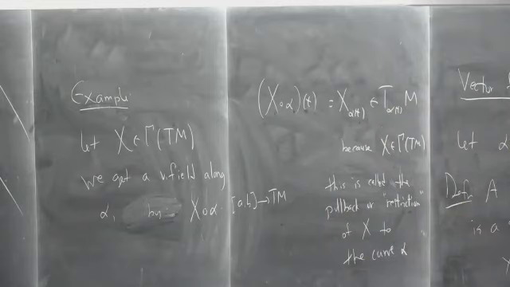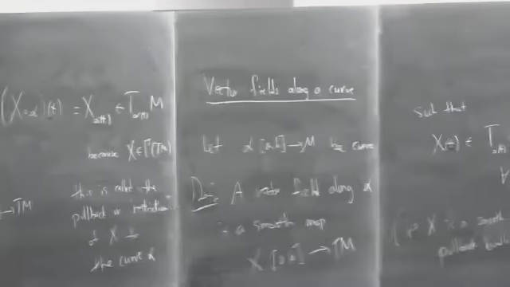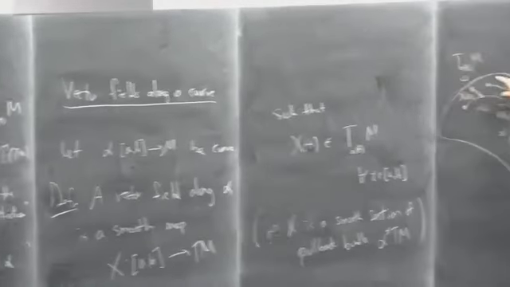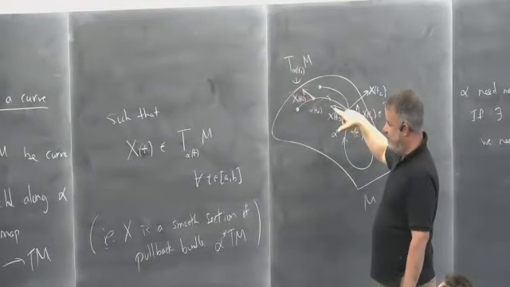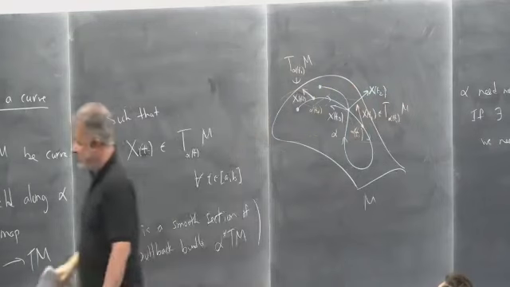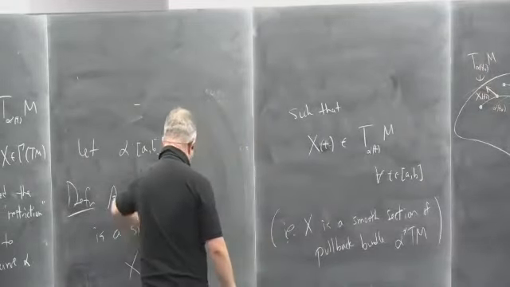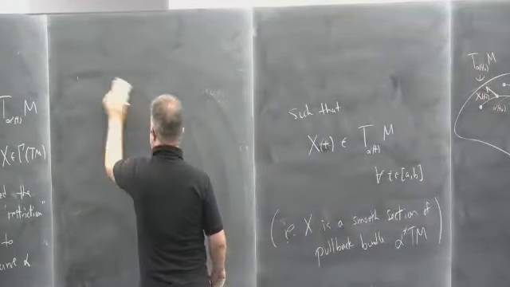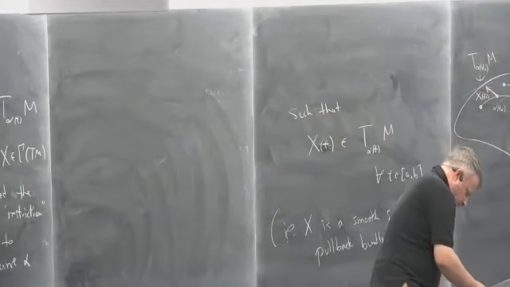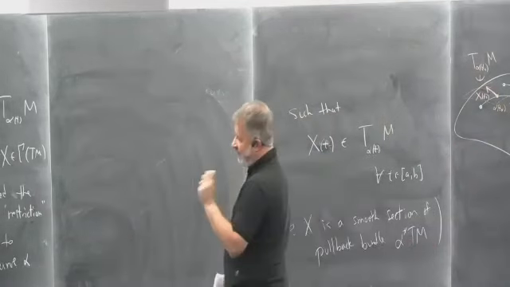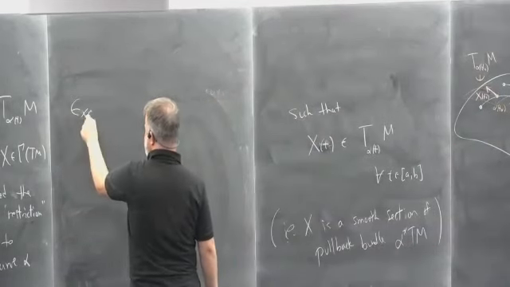Restriction I put in quotation marks because it only makes sense to think of it as a restriction if alpha is actually injective. If alpha is not injective, this is honestly a pullback by a smooth map, but it's not a restriction. Maybe it's better not to say more than that. Let me give another example, and then it'll clarify what I was trying to say here.